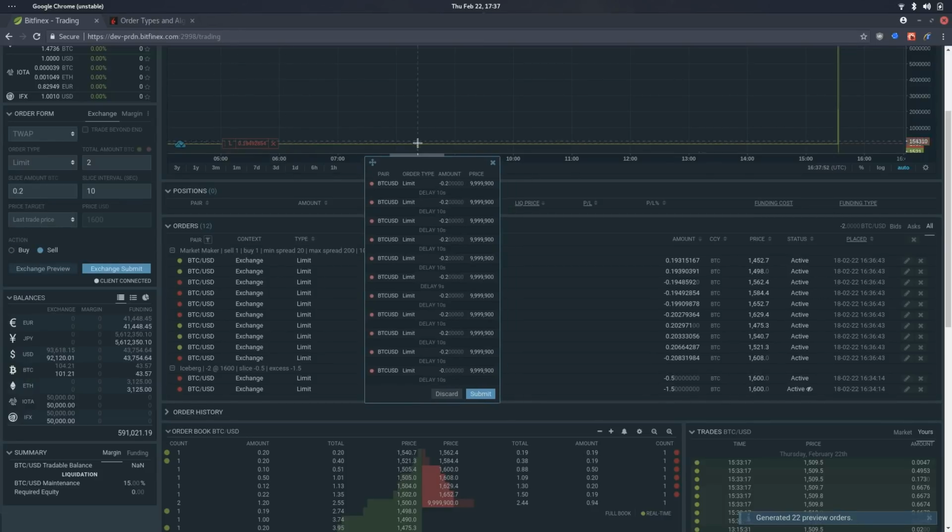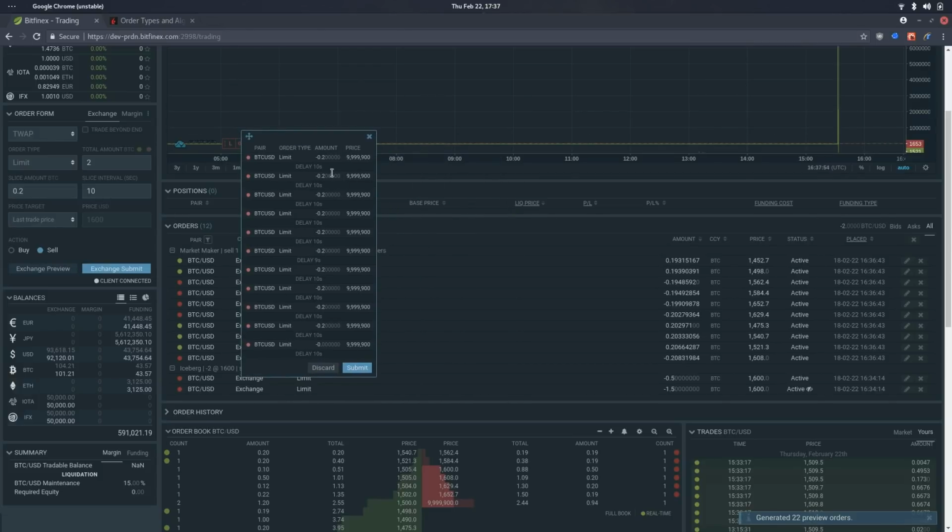Yeah, so the preview for TWAP also shows the delays. And of course, this is an estimate, because in reality, the TWAP order may or may not fill in the required interval, depending on liquidity and volume, actually. But this is just a potential preview.